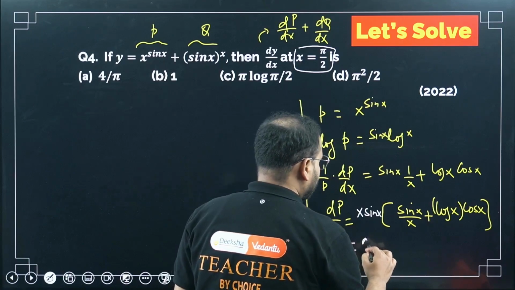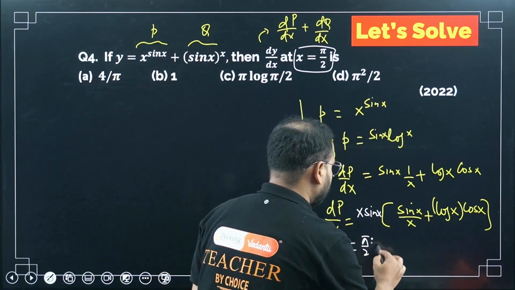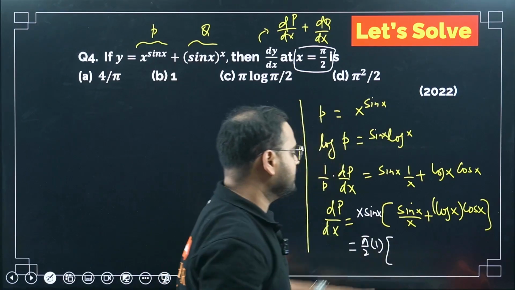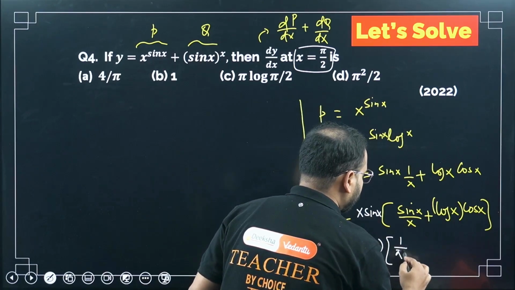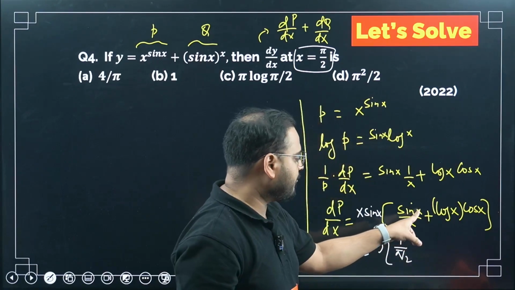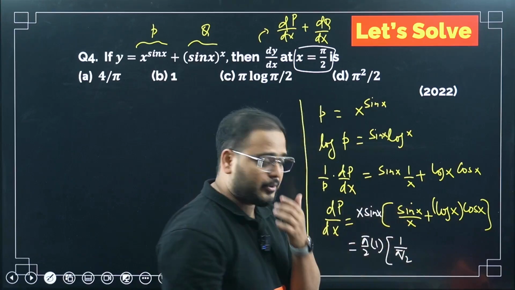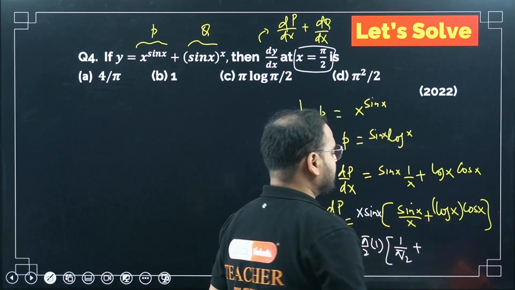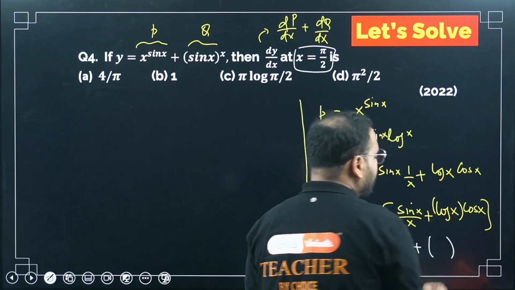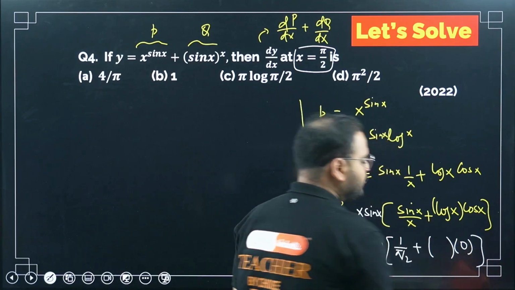I'll get this as pi by 2. Sin pi by 2 will be what? 1. So this is simply again 1 by pi by 2. Please check here. 1 by pi by 2, because sin pi by 2 is going to be 1. x is pi by 2, so pi by 2. Okay. Now please check. Log of pi by 2. How much will that be? Some value will be there, but cos of pi by 2 will become 0. So it does not matter.